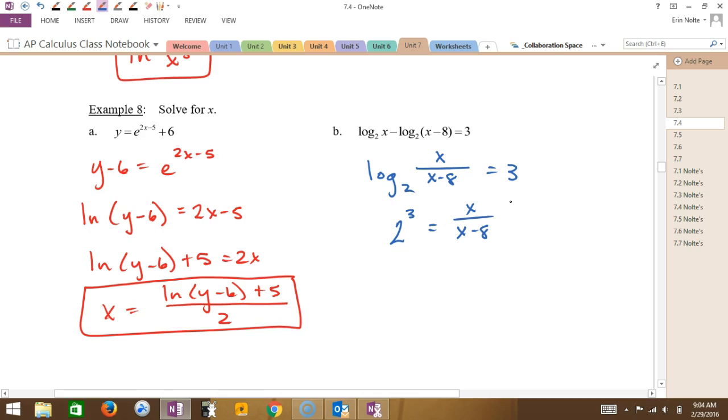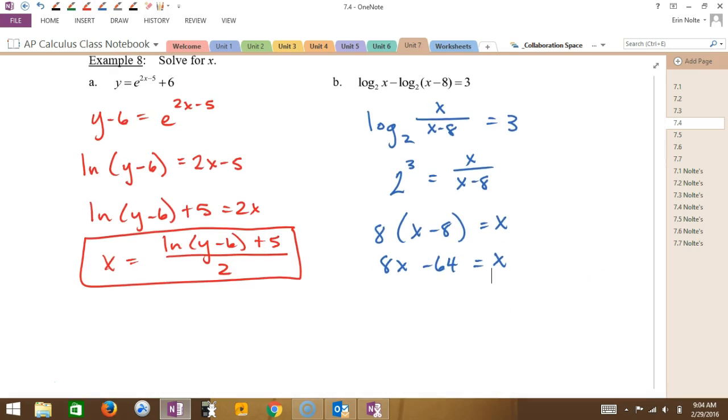It's like cross multiplication. Okay, so if I multiply that to the other side, by the way, what is 2 cubed? 8. So I'm just going to say that's 8, and I'm going to multiply the quantity to the other side. Okay, then I'm going to distribute the 8. So I have 8x minus 64 is equal to x.